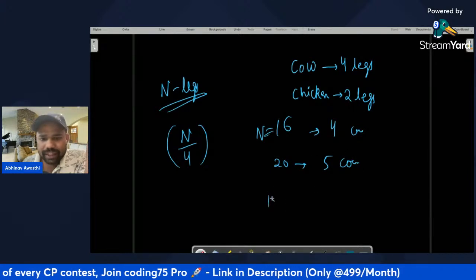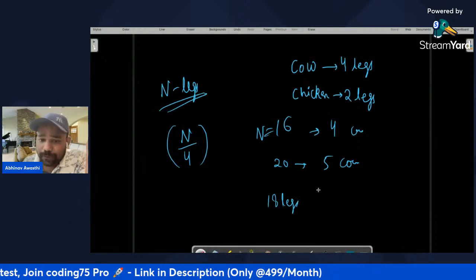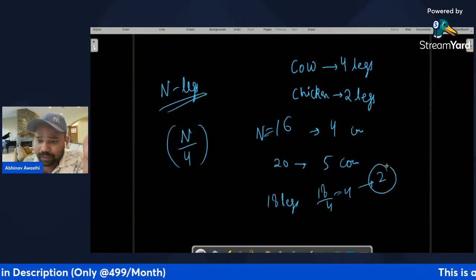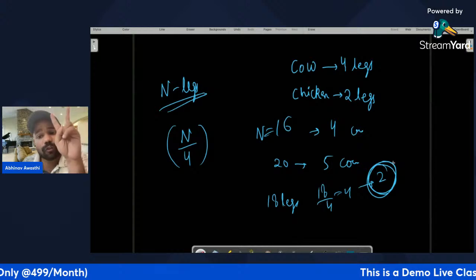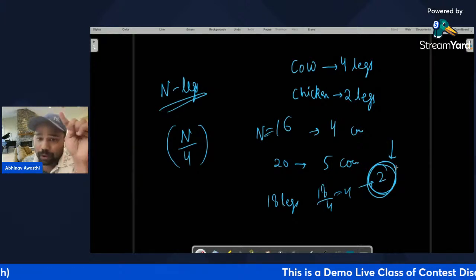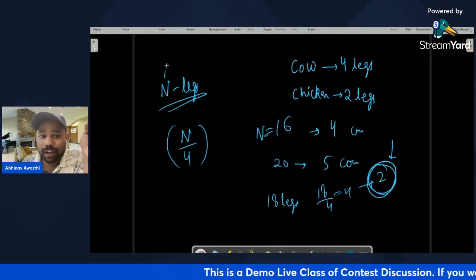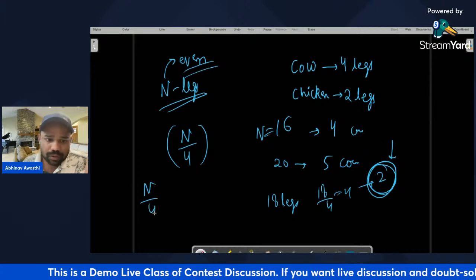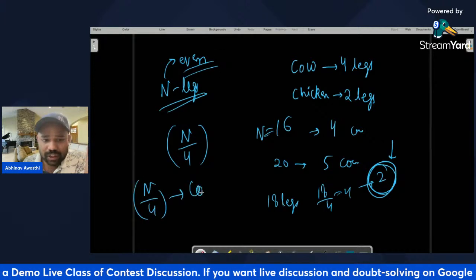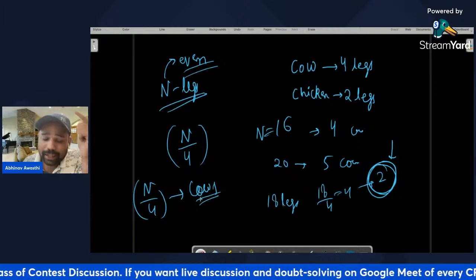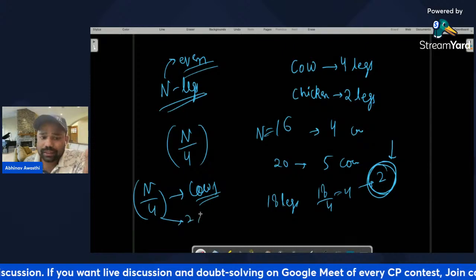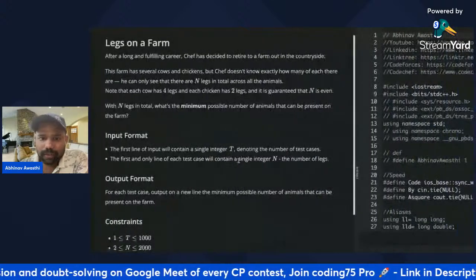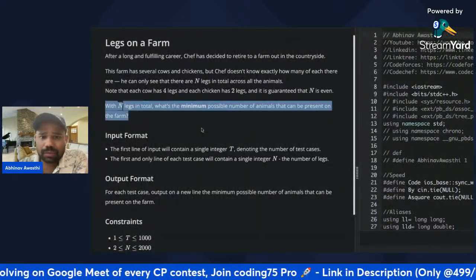But what if there are 18 legs? After dividing by 4, if there's still a remainder left, the remainder will always be 2. Why? Because the value of n is always even. So when you divide it by 4, it tells you the number of cows, and if there's still a remainder of 2 legs, that means there is one more chicken you can consider. Okay, so that is how you can find the number of possible animals.